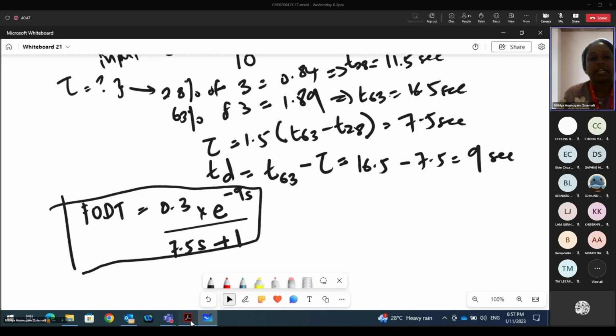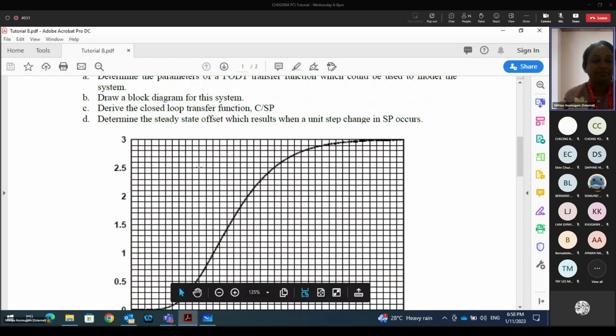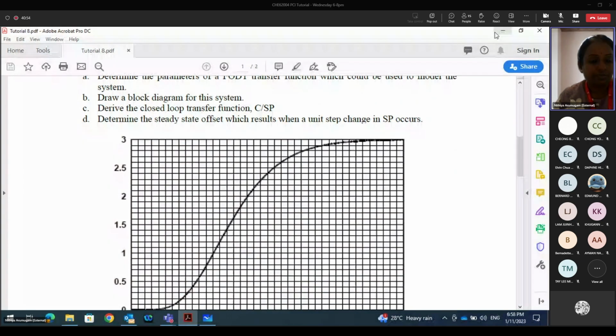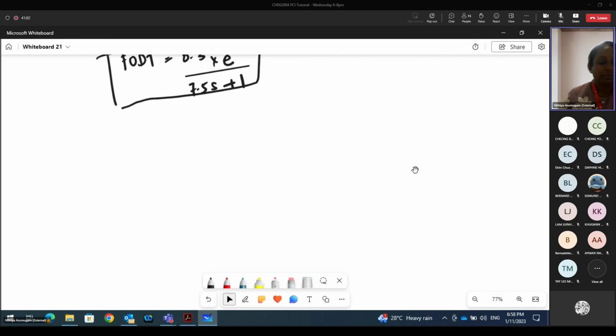Next, they ask us to draw a block diagram for this system. So with the valve, the KC and the disturbance, the KC and the effluent input and everything, we need to summarize everything in the diagram. They ask us to just draw the block diagram.